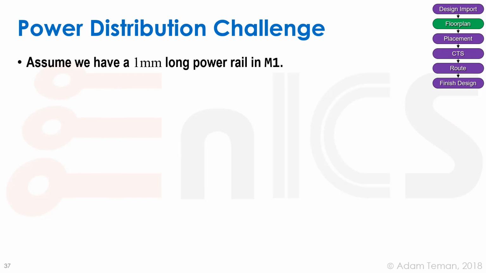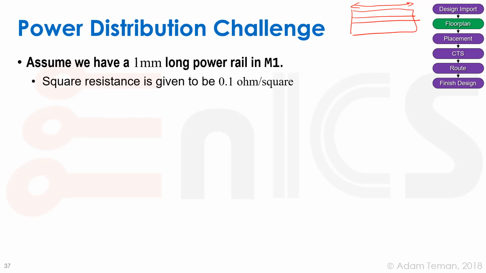So what's the challenge of power distribution? Well, let's assume we have a 1 millimeter long power rail in metal 1, and that does make sense since, say, we have a chip and there's some area of the core that's 1 millimeter wide. Well, we have these VDD and ground rails that will be 1 millimeter long, routed in metal 1, a pretty small metal 1.